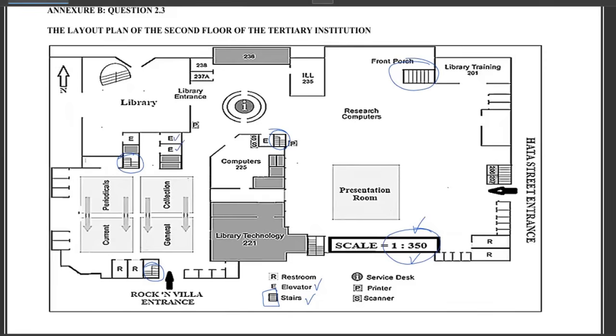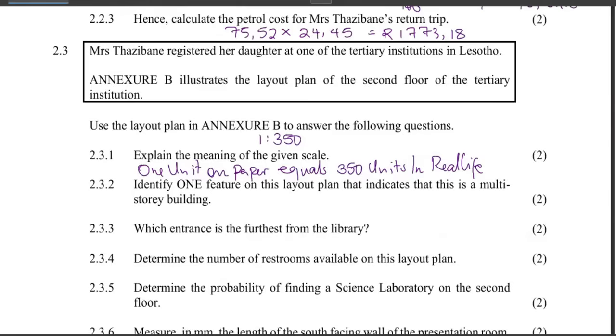So these are the features that show that. I said one feature. Please don't give more than enough. If they say one feature, give that. Don't waste ink. Which entrance is the farthest from the library?